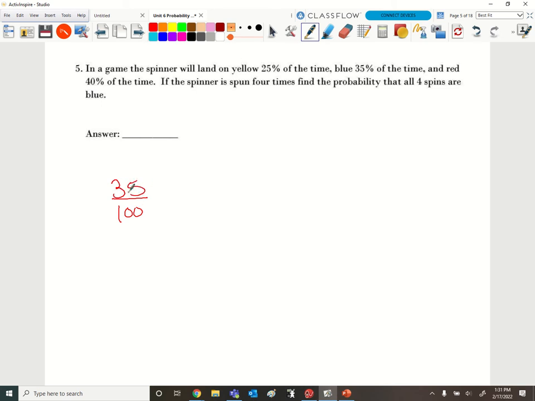So 35%. Now that's my first spin. What about my second spin? Do I get the same thing? Same thing, because I'm not deducting anything. The wheel just spins. I'm not taking anything off of it. So it's still 35 out of 100. Third one, 35 out of 100. And the fourth one is 35 out of 100.